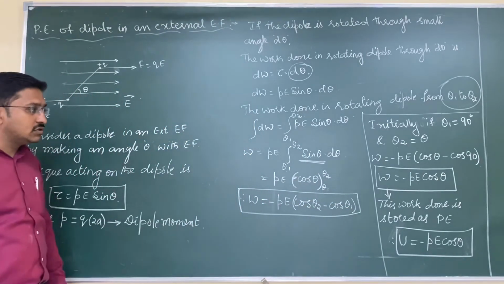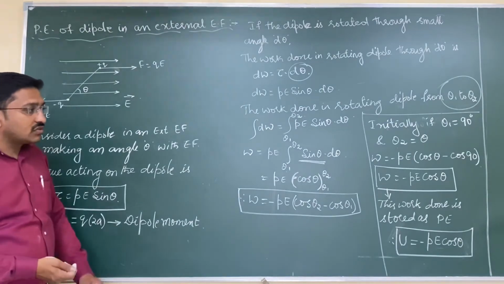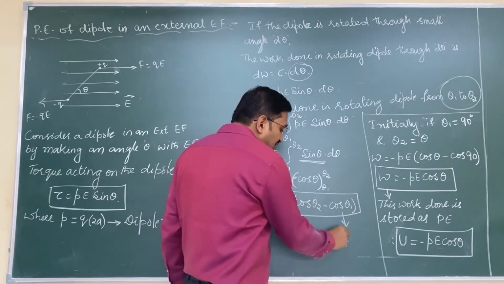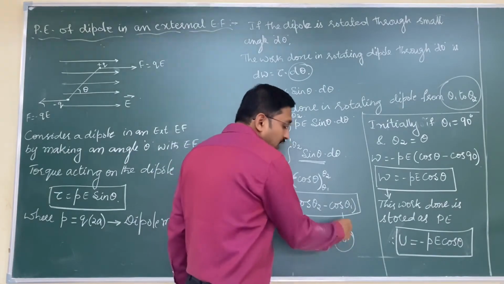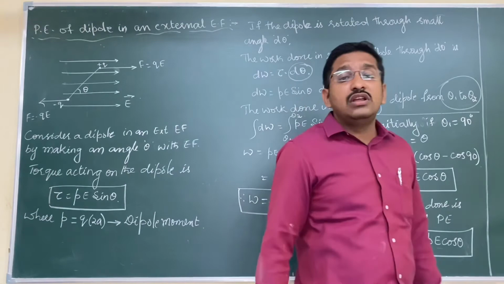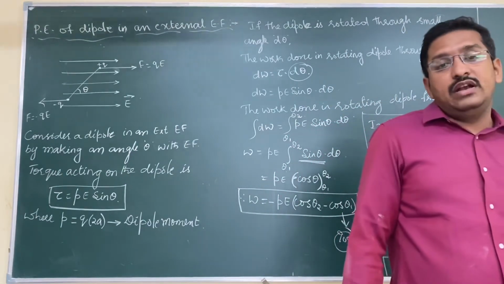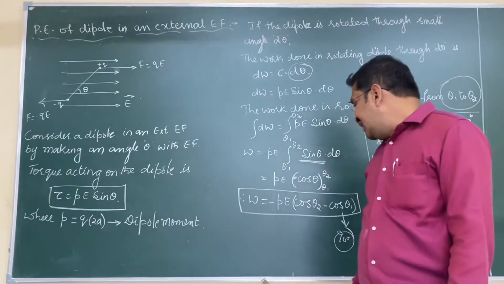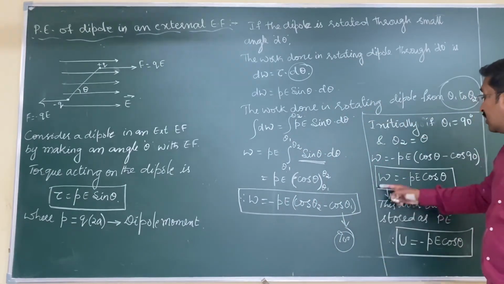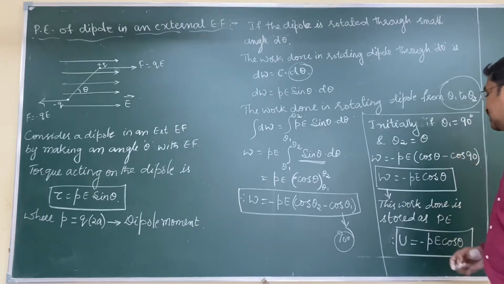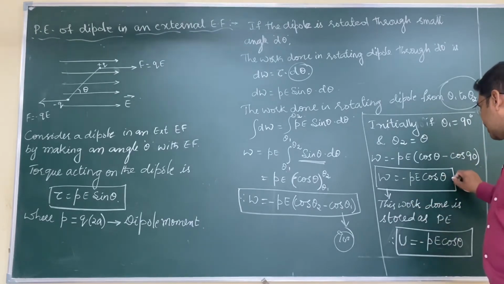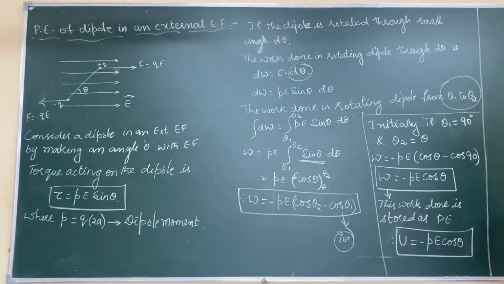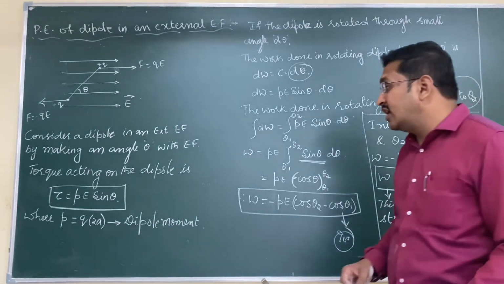Therefore work done is equal to minus PE (cos theta 2 minus cos theta 1). Initially, if it is 90 degrees, in other words if the dipole is perpendicular to the electric field, then cos 90 is 0, and W is equal to minus PE cos theta. This work done is stored as potential energy.